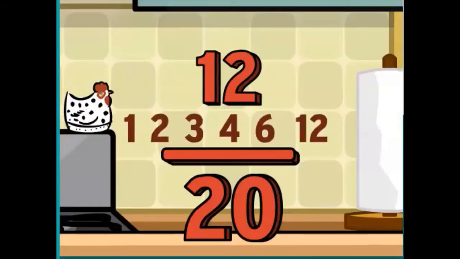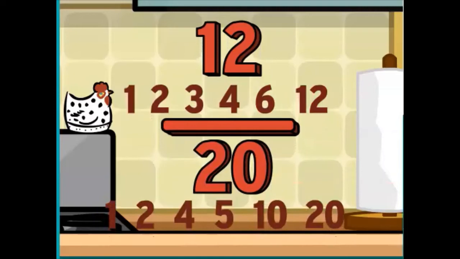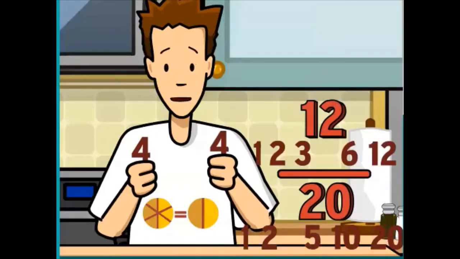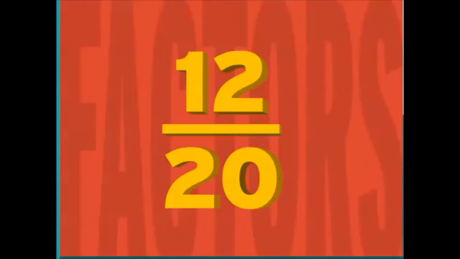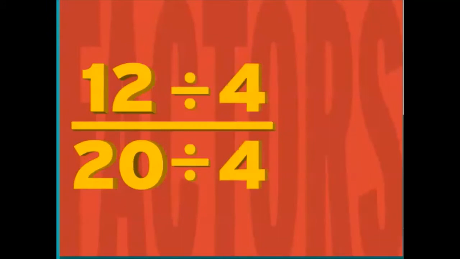So, the factors of 12 are 1, 2, 3, 4, 6, and 12. And the factors of 20 are 1, 2, 4, 5, 10, and 20. Looks like the greatest common factor is 4. To simplify that fraction, you just divide both the numerator and denominator by their greatest common factor.